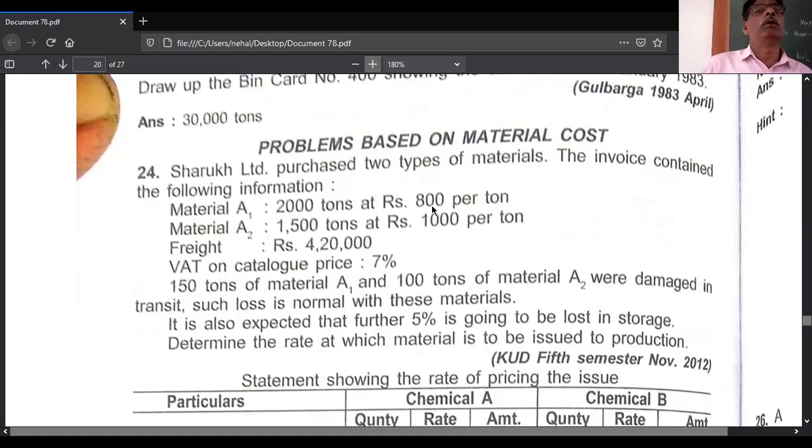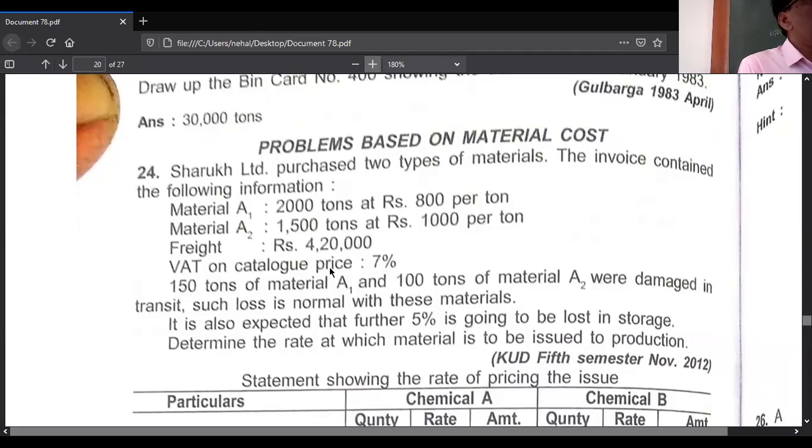1 lakh. It may be 1,60,000. Okay. Then the price of material B is 1000 per ton. Quantity purchased is 1500. You multiply the quantity and price, you will get the value of material B. Sorry, A1, A2. A2 value. Then freight is 4,20,000 rupees, and this freight is common to A and B.